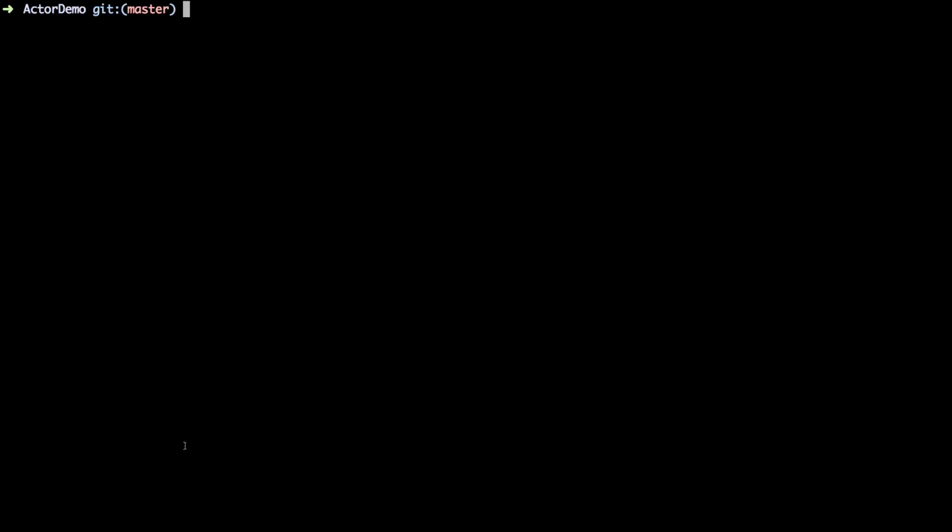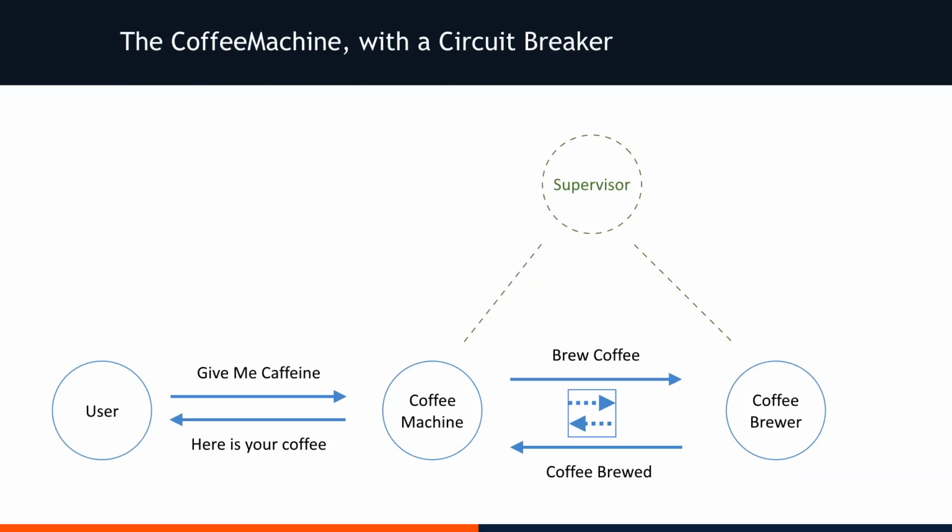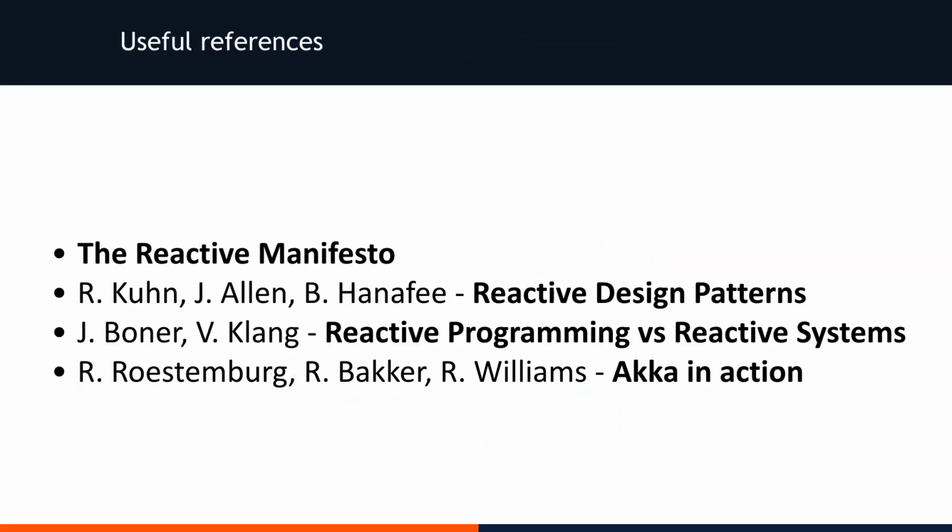So the circuit breaker is ready for you to use, and it's quite a simple component, but really, really powerful when it's a question of protecting your systems. That was all for me. I put together a couple of useful references here. The Reactive Manifesto, didn't put links, but you can just Google them. The Reactive Design Patterns book, I really highly recommend it. The Reactive Programming versus Reactive System is a very recent article by Jonas Boner and Viktor Klang, two very prominent Lightbend people. Jonas Boner is actually the CTO and founder. And finally, Akka in Action is a book about the toolkit that I was talking about in the beginning.